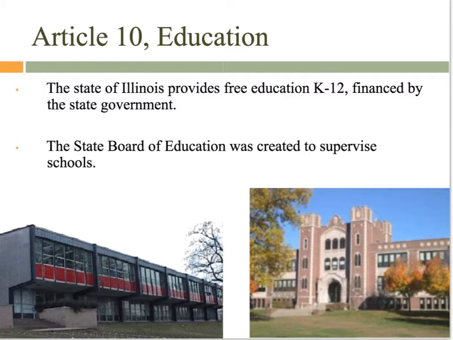And finally, education. The state of Illinois provides free education K through 12, and it is financed by the state government. This includes public schools, not the private schools like Jabot Catholic High School and such. The State Board of Education was created to supervise the schools as well.